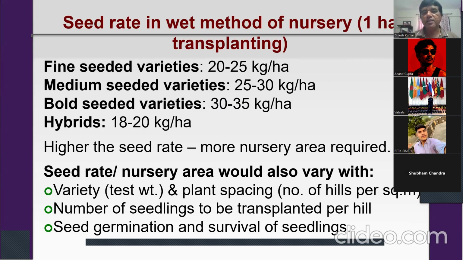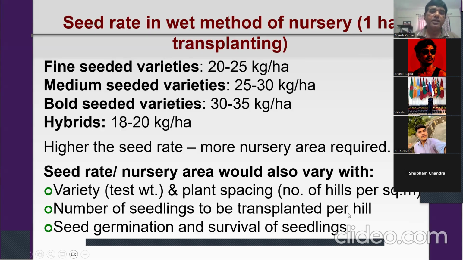So higher the seed rate, more nursery area is required. Seed rate as well as nursery area will vary with variety. Test weight means more test weight means more seed requirement. And plant spacing. Narrower the spacing, seed requirement is more. Number of seedlings to be transplanted per hill.